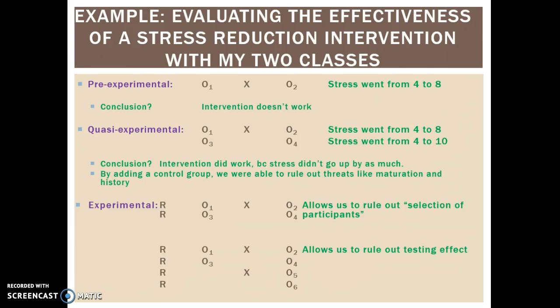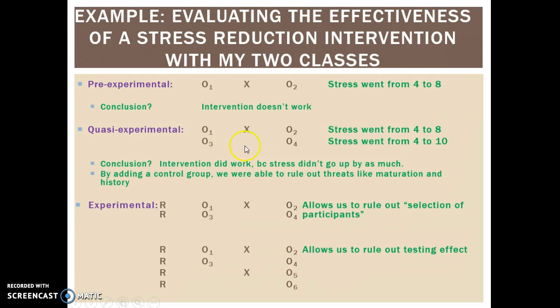So now what would your conclusion be? Seeing that with the intervention, stress went up by 4 points. Without the intervention, stress went up by 6 points. Now your conclusion would be, the intervention did work. Even though the stress went up, it did not go up by as much when people were exposed to the intervention. So by adding this control group, it's allowing us to rule out some of the threats like maturation, so the simple passage of time, and like history.